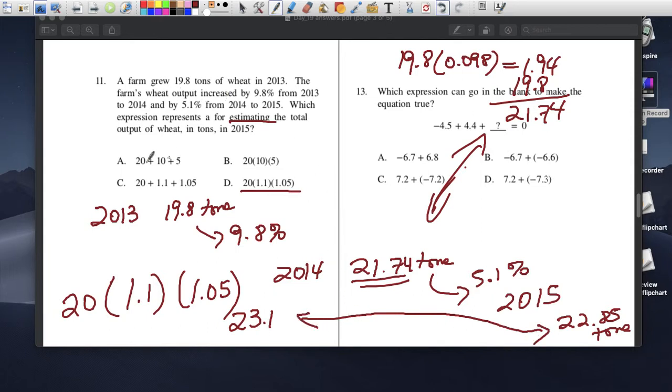So you definitely know the additions would have been garbage. So you were probably stuck between this one and this one, right? So just be careful, because B is obviously the wrong answer: if you multiply 20 times 10 times 5, you get 1,000, and that's no way the answer to this question. Okay.